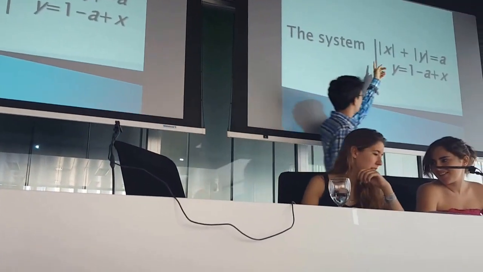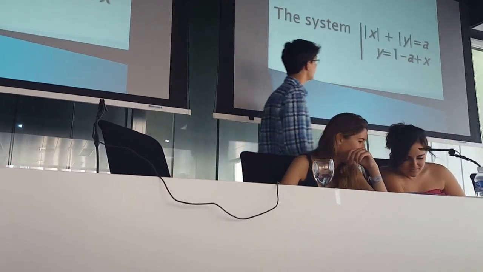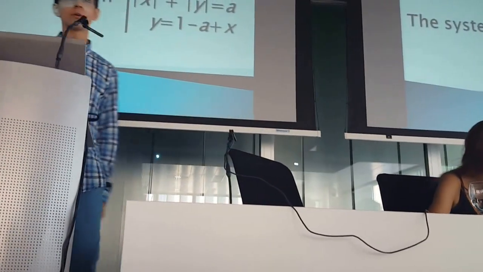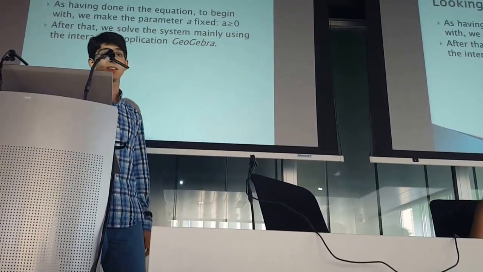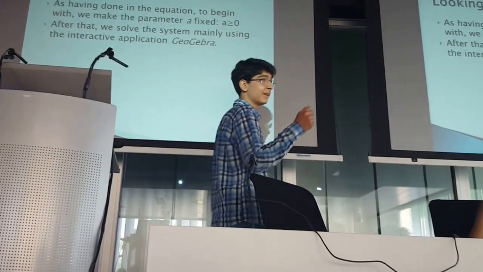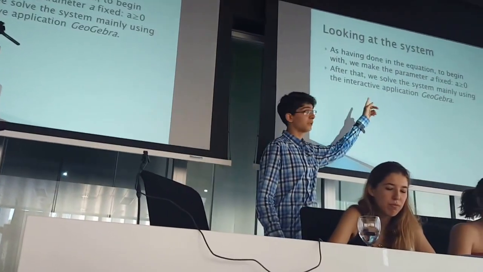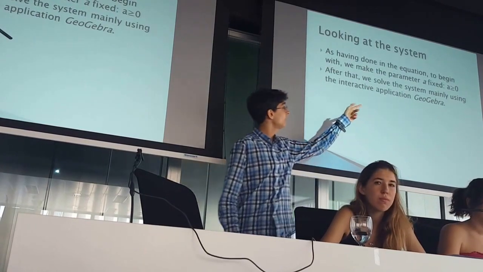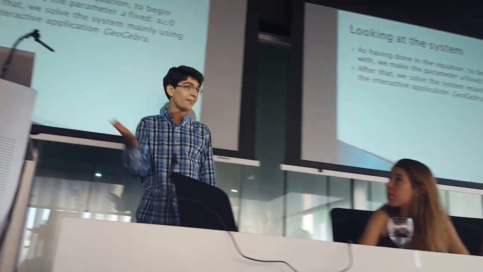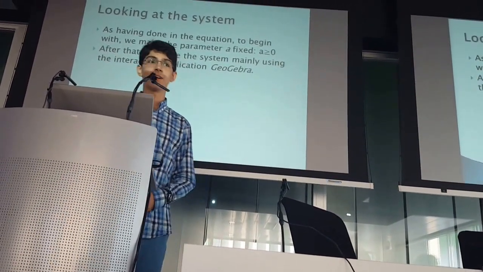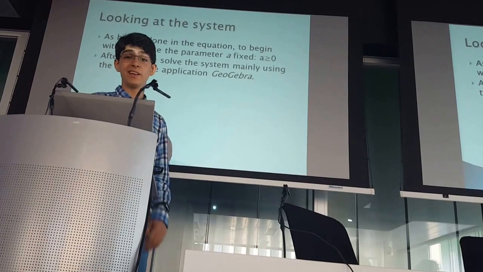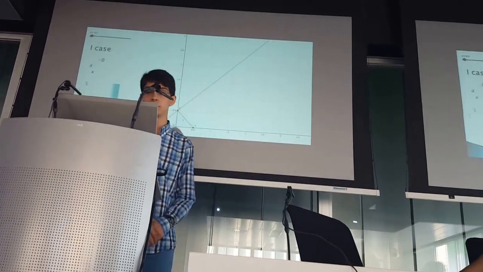We already have the solved equation and the other equation. We're going to see what happens here. We are first looking at the equations. What we have to do first is the same as what we did previously: we make the parameter a fixed. A is greater than or equal to 0. Now all of us know the reason. And then we're going to solve the system using mainly the interactive application GeoGebra.